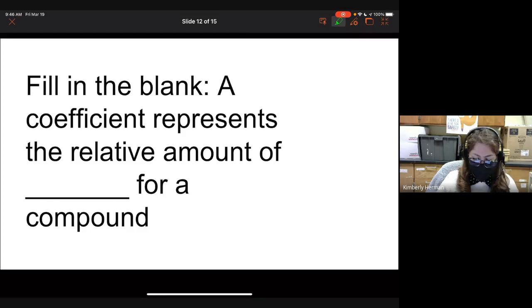Fill in the blank. A coefficient represents the relative mole amount for a compound.